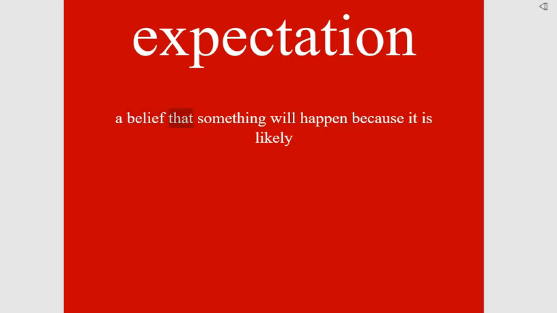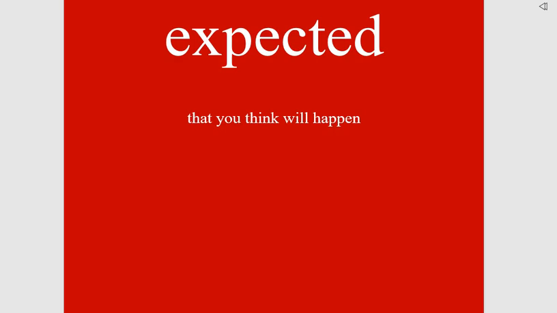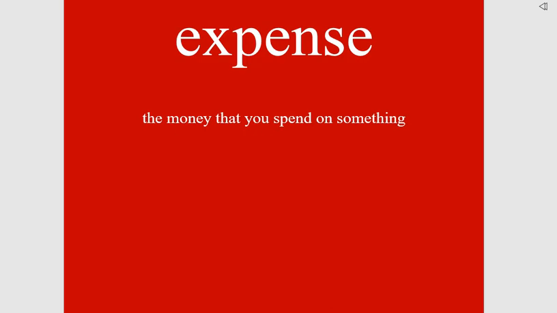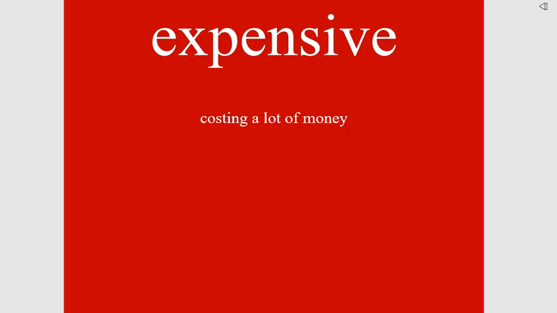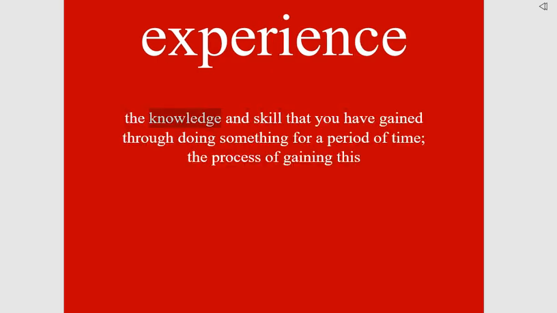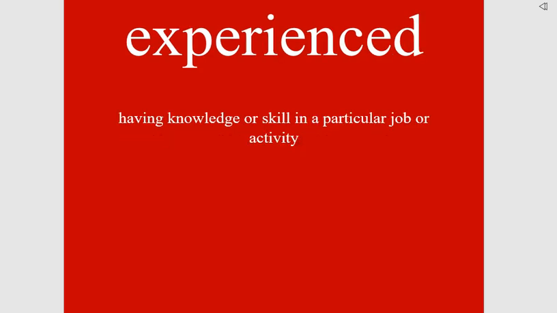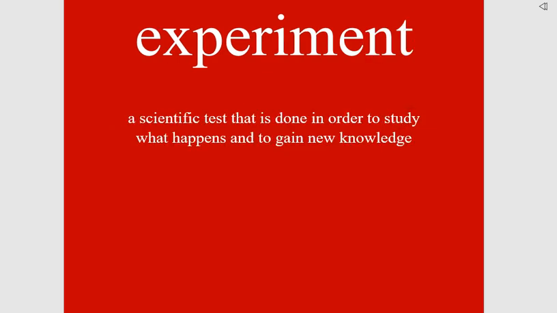Expectation. A belief that something will happen because it is likely. Expected. That you think will happen. Expense. The money that you spend on something. Expensive. Costing a lot of money. Experience. The knowledge and skill that you have gained through doing something for a period of time, the process of gaining this. Experienced. Having knowledge or skill in a particular job or activity.